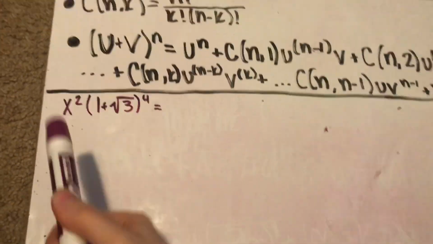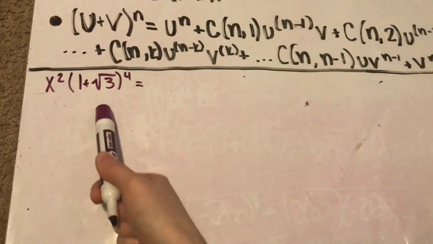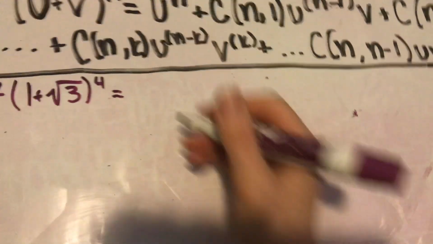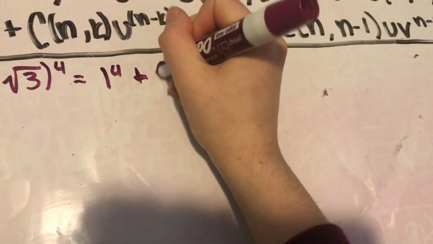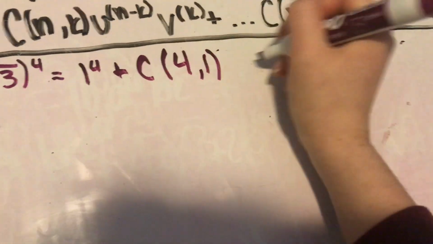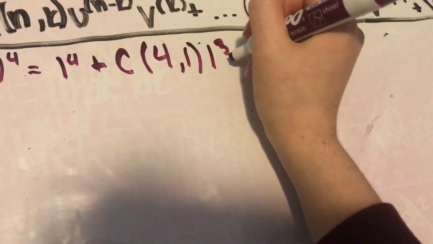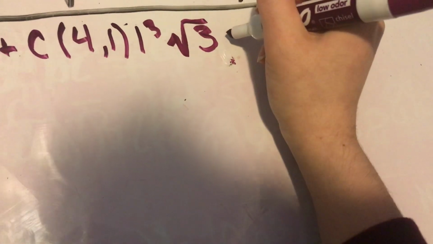Since we got that down, let's try a range. We're going to be doing x squared times (1 plus the square root of 3), and that right there is all going to be to the 4th power. So let's just start doing it out in our simplest form. So 1 to the 4th plus C(4,1) times 1 to the 3rd times square root of 3. Sorry, I had to think about that.